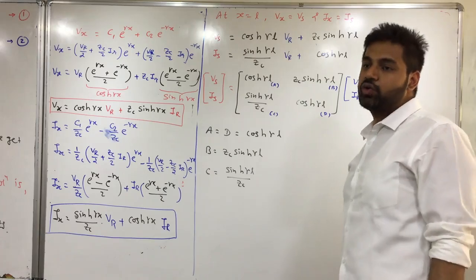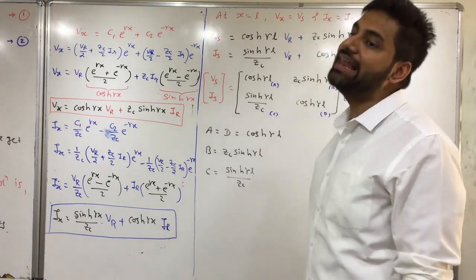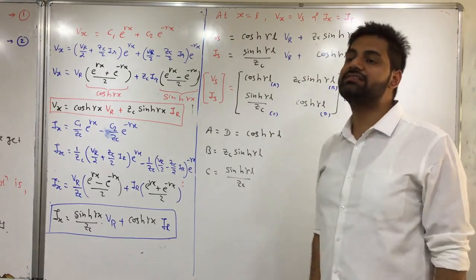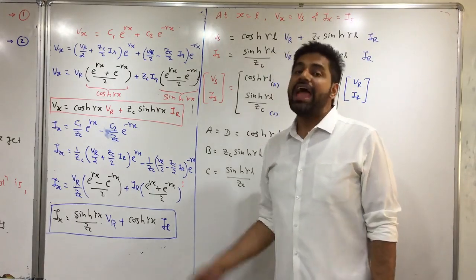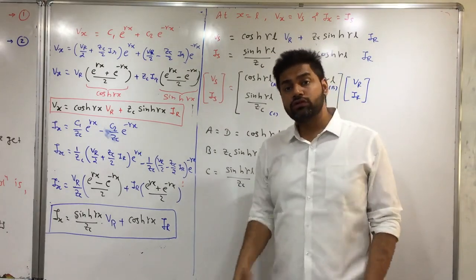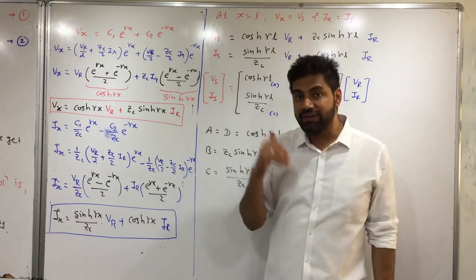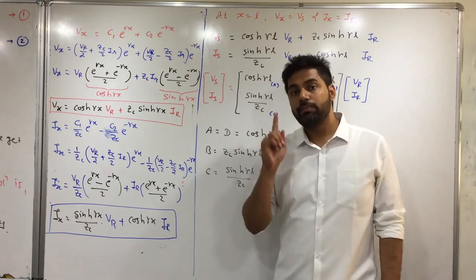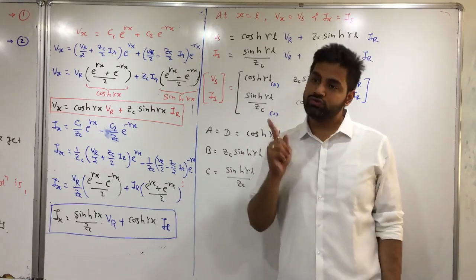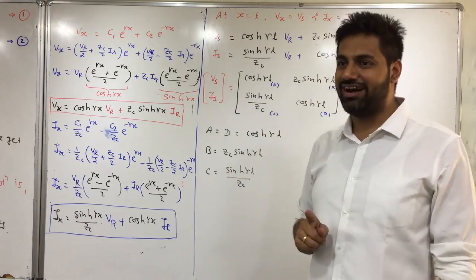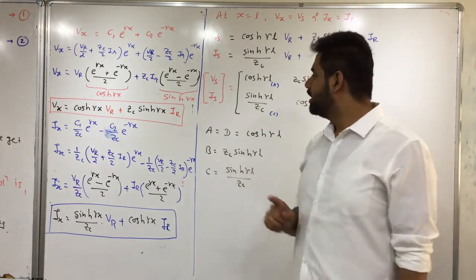Vs is equal to cosine of hyperbolic gamma L into Vr plus Zc sine hyperbolic gamma L into IR, and Is is equal to sine hyperbolic gamma L divided by Zc into Vr plus cosine of hyperbolic gamma L into IR. You should memorize this equation. Clear? Fine. Write it down.